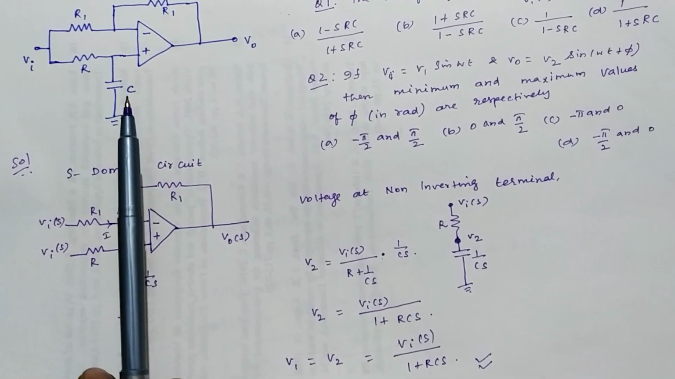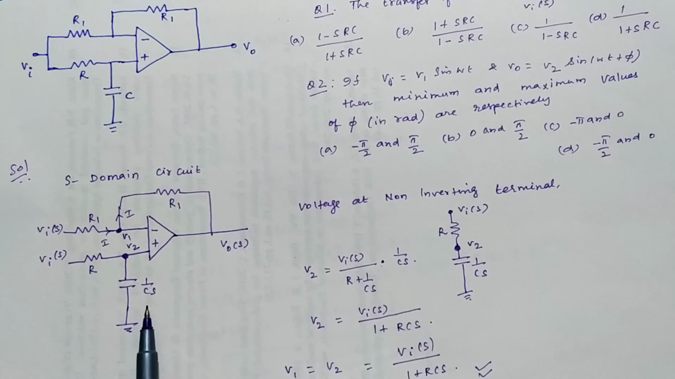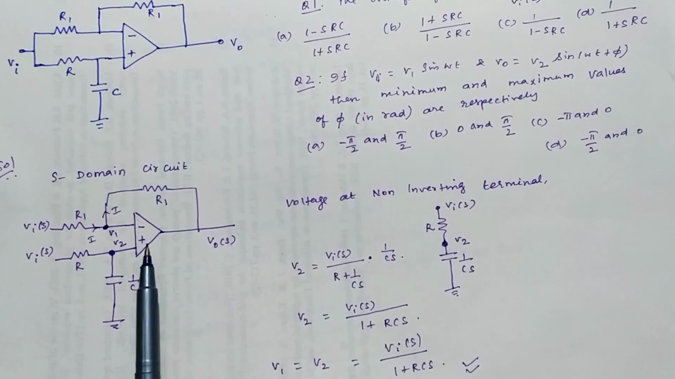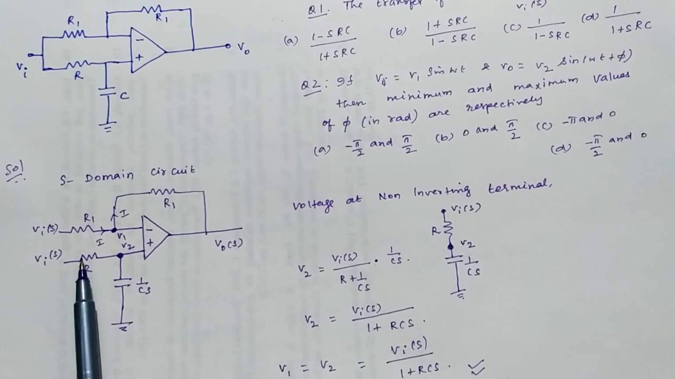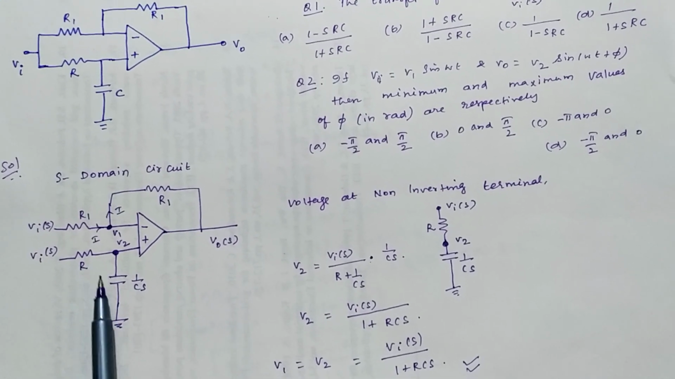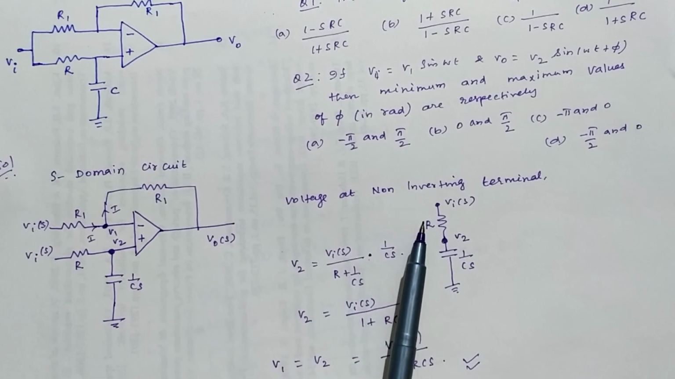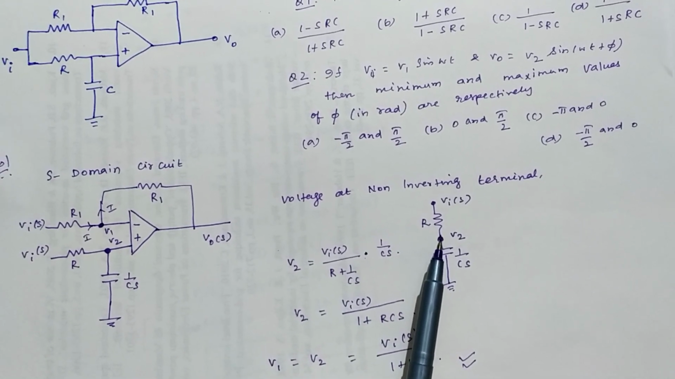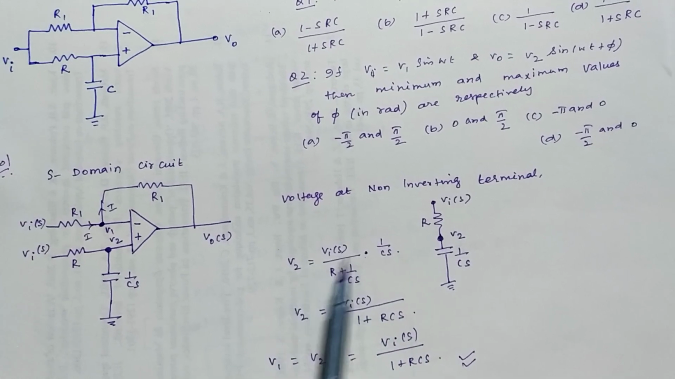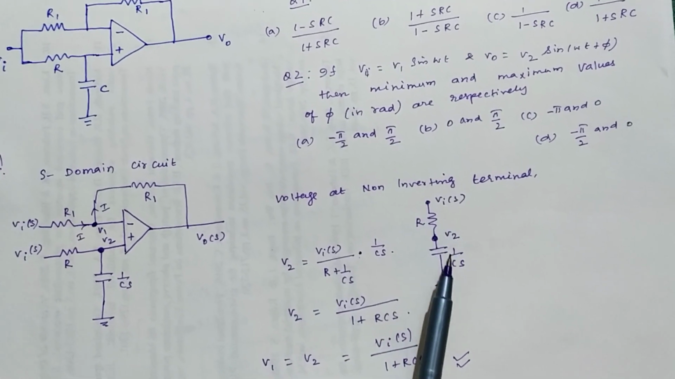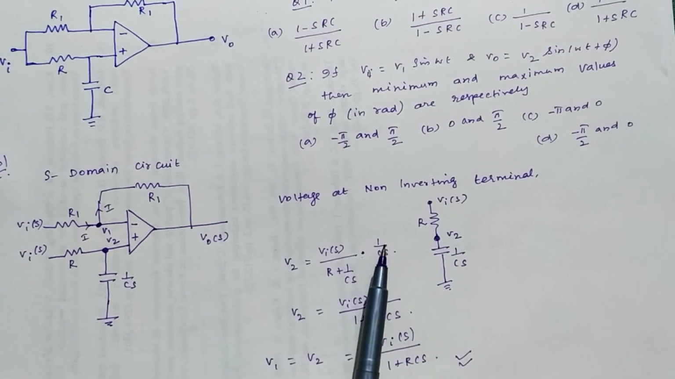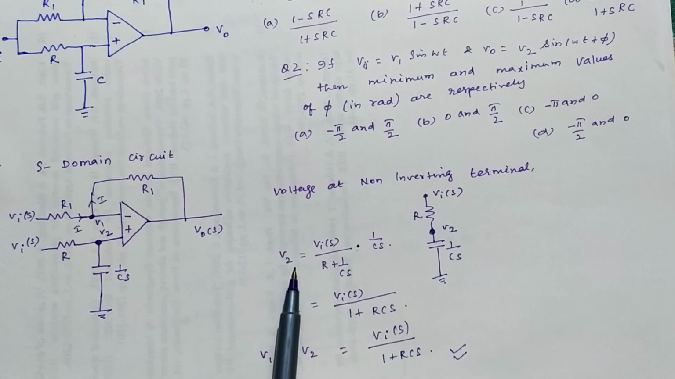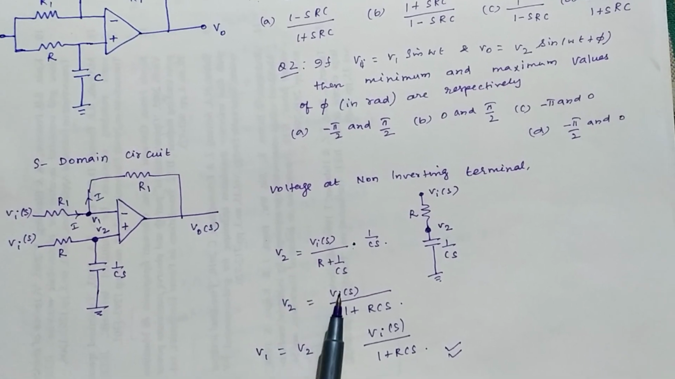This capacitor is converted into 1 over Cs. Now first in the non-inverting terminal, this is the plus terminal. This circuit, that is one resistor and one capacitor, is drawn like this. Using the voltage division rule, V2 is equal to the applied voltage times this impedance value over the total. Using the voltage divider rule, we calculated V2 is equal to this.